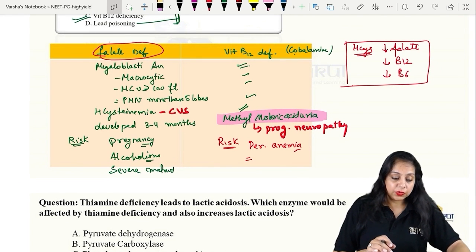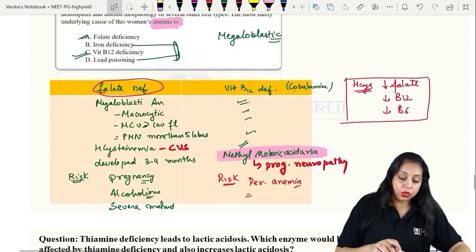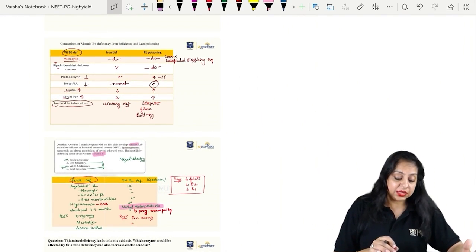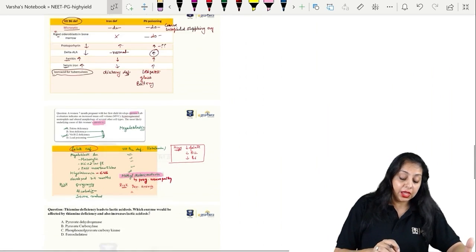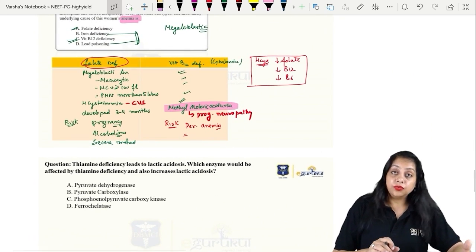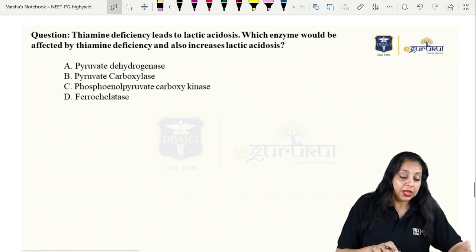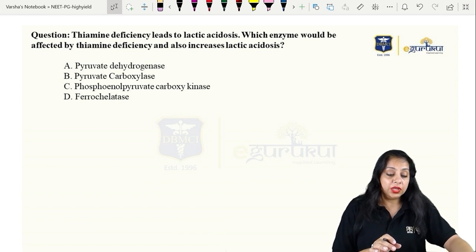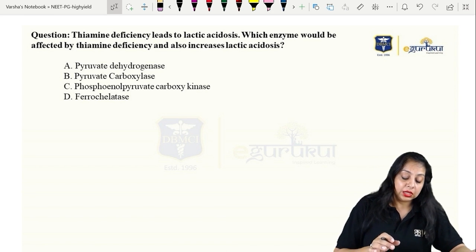Okay, so this was pretty much about comparing and finding the vitamin B6 deficiency, iron, lead poisoning. Most of the time we are confused between the folate and the B12 deficiency. Next is the thiamine deficiency leads to lactic acidosis. Which enzyme would be affected by the thiamine deficiency? Also increased lactic acidosis, right?